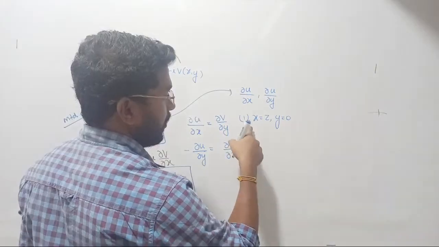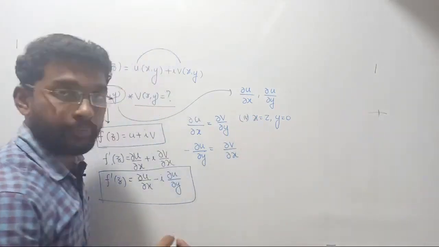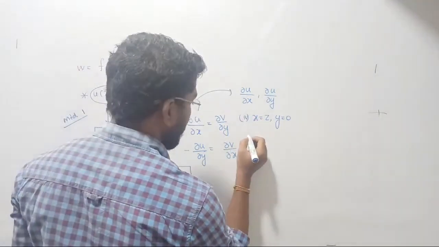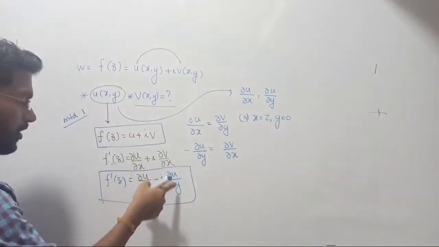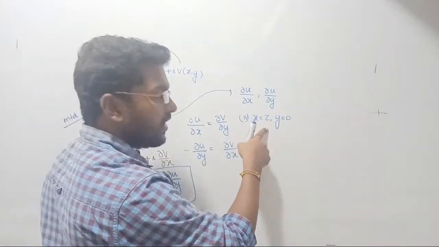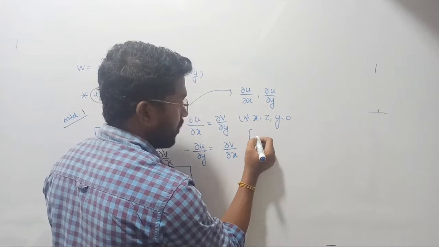Once you have replaced, that is the fourth step, then what will happen, right? After you define it like that, this function will come in terms of z. Once it is in terms of z, take integration on both sides.